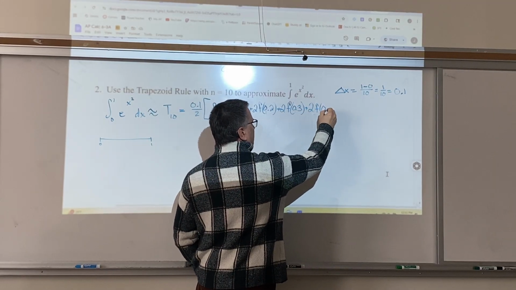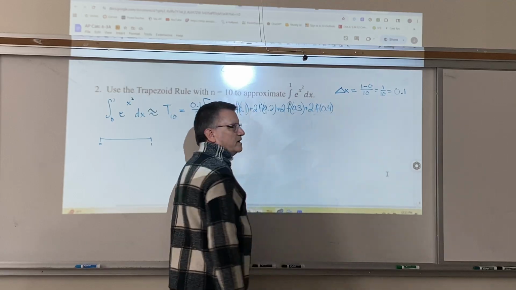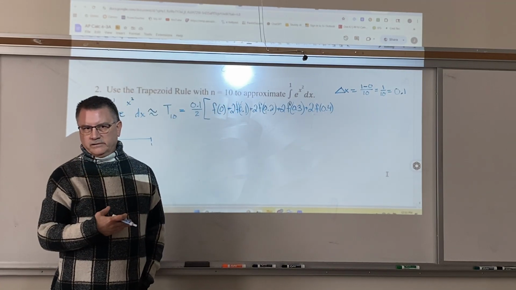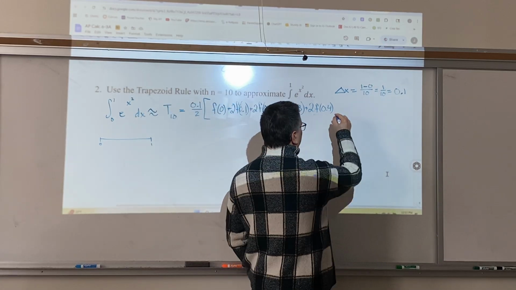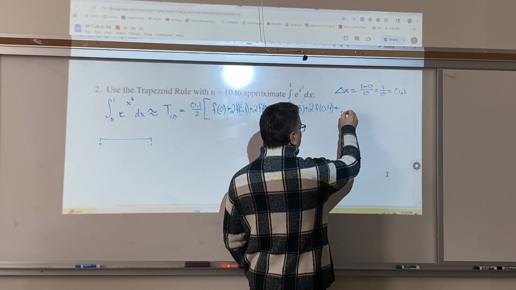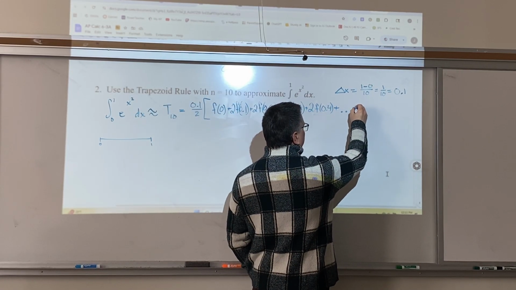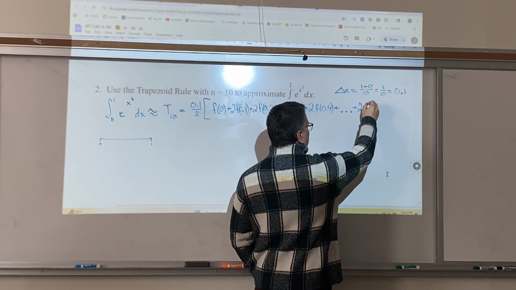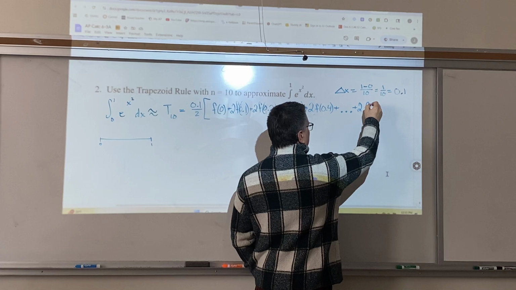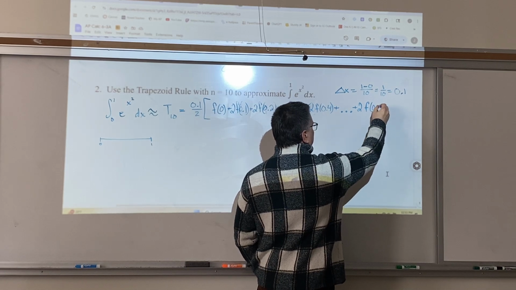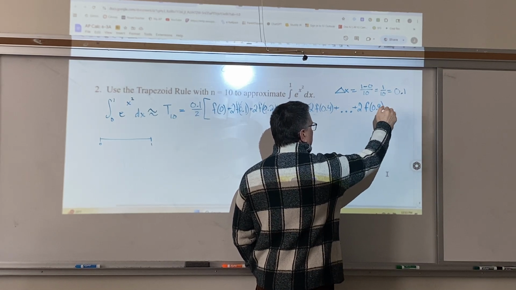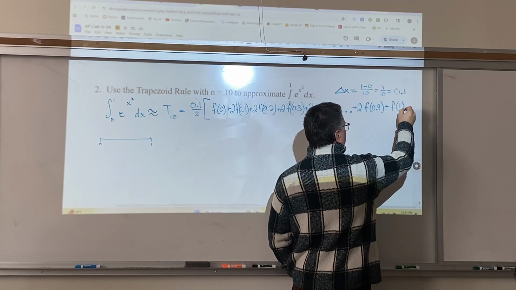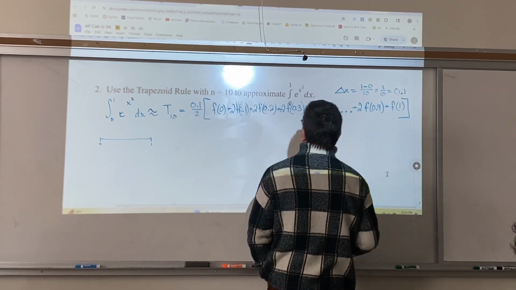2 times f of 0.4. Hey, if you're writing it down, in your calculator, you're going to have to put it all in there, right? But if you're showing, hey, here's what I'm putting in my calculator, plus 2 times f of 0.9, and then plus 1 times f of 1. Okay.